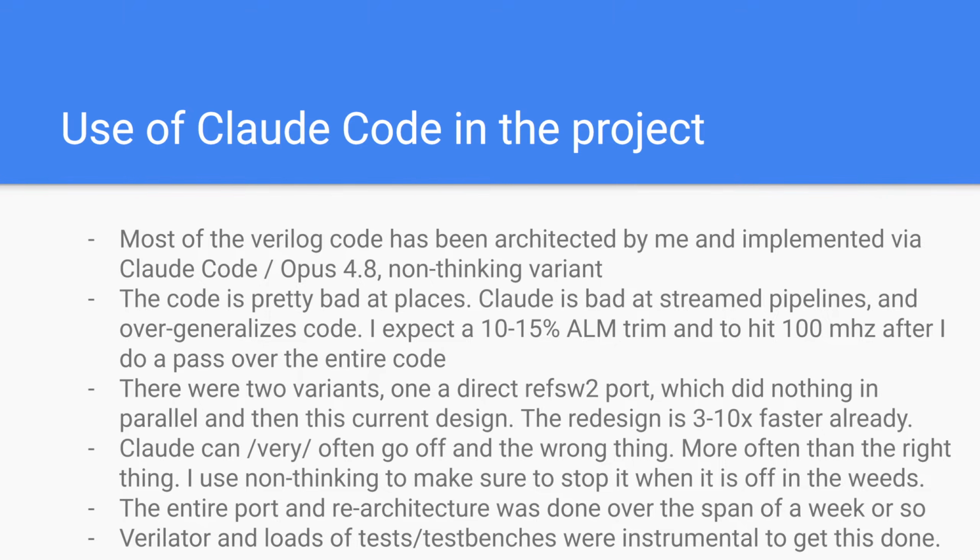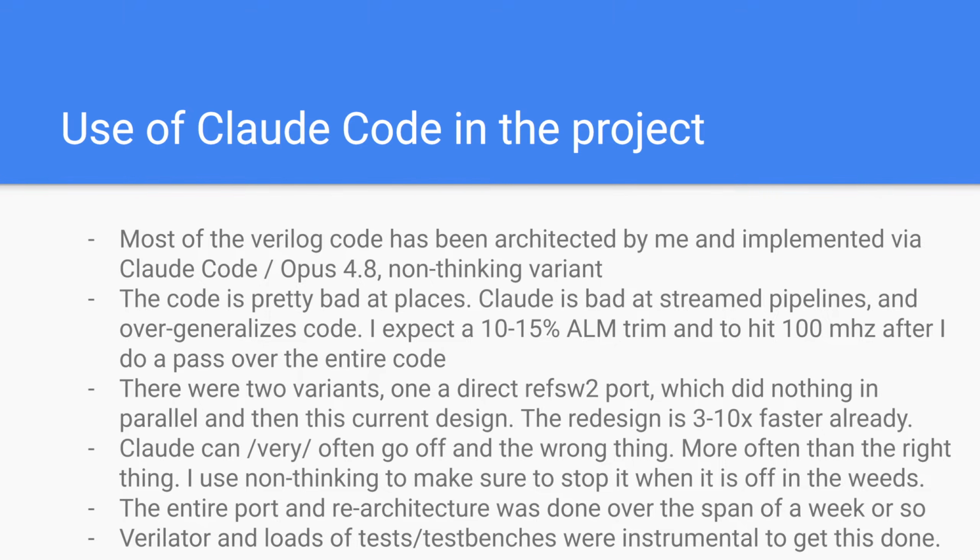The code is pretty bad at some places. I think 10 to 15% trim down in the ALM usage can be done. I noticed in the depth buffer it does some complex computations because it assumes full floating point, but we know that things aren't signed, for example, so we can just do an integer compare in our units. That's one example. There's many.